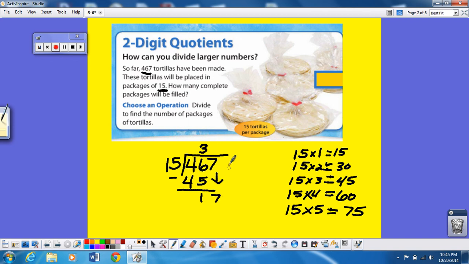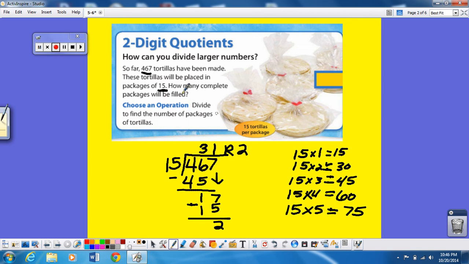15 into 17, that's an easy one. We know it can go just one time. 1 times 15 is 15. Subtract. There is nothing to bring down, so I'm finished. I know my answer is 31, remainder 2.